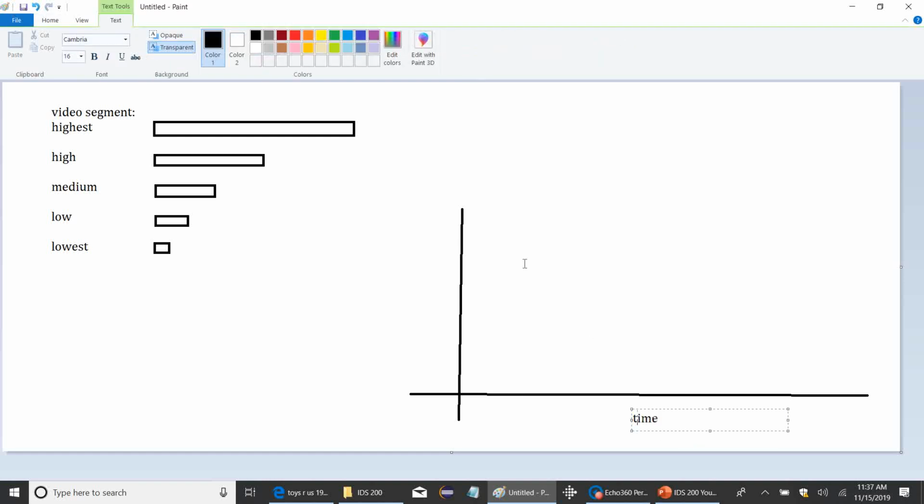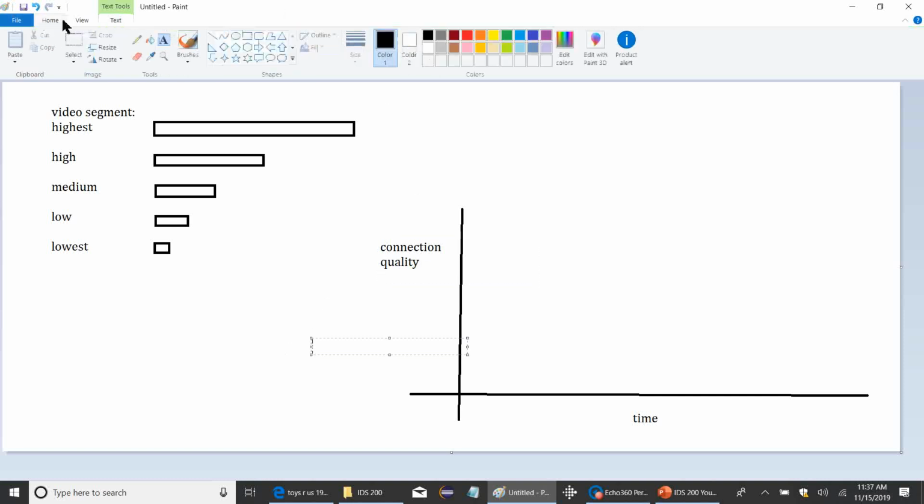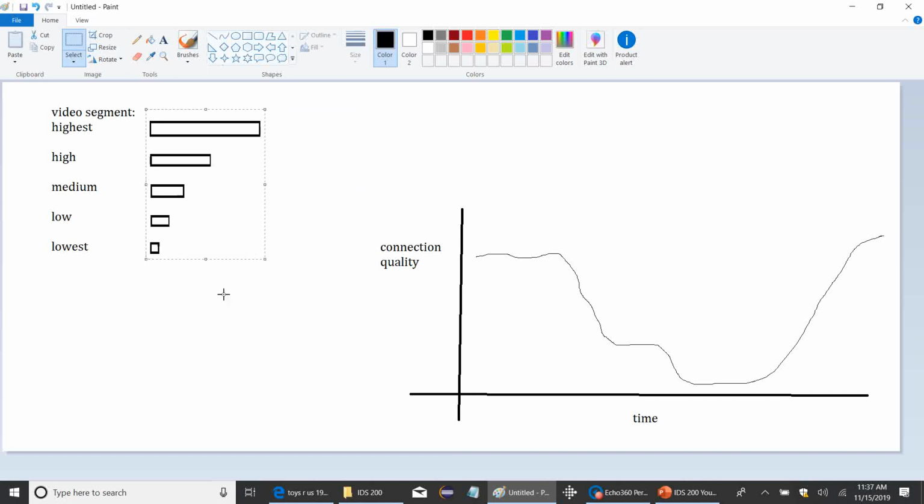So here we'll have time, and we'll have connection quality. Okay? So if I'm walking around, and my connection quality, this is me, at first it's pretty good, and then it dips, and then it dips some more, and then it goes back up. Right, what's going to happen? Well, let's shrink this a little bit. Do that about half. Okay.